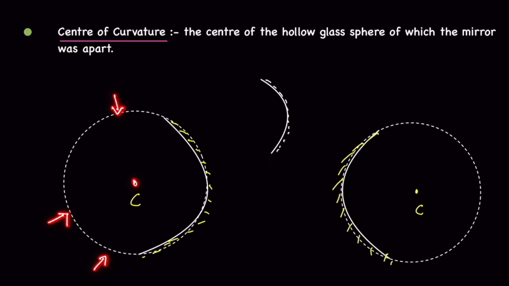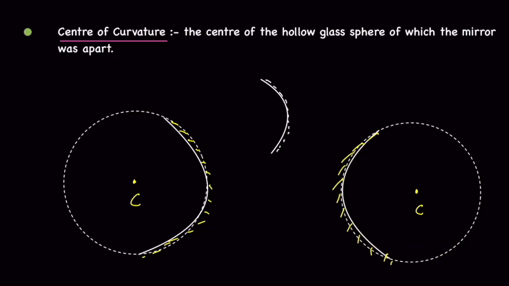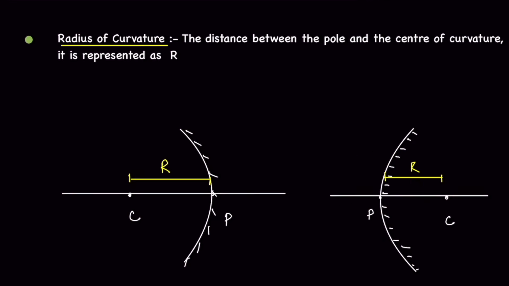Same way, if we take a convex mirror like this and assume that it is taken out from a hollow spherical glass, so its sphere is this, and the center of this sphere is called the center of curvature. Next is radius of curvature. As we know, the center of curvature is the center of the hollow spherical glass, so the radius of curvature is the distance between the pole and the center of curvature.